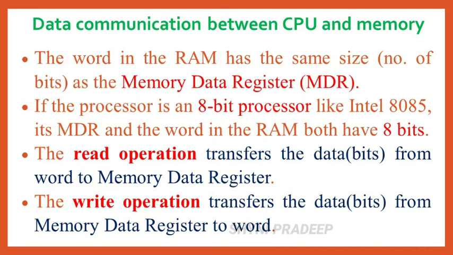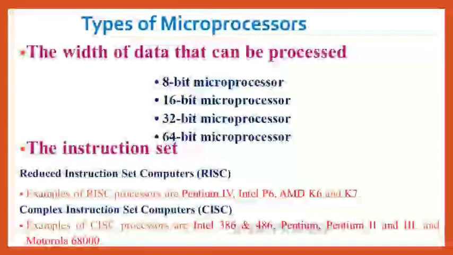Next, the read operation transfers the data from the word to the memory data register, and the write operation transfers the data from the memory data register to the word. So read and write operations are there. And next topic is types of microprocessor.